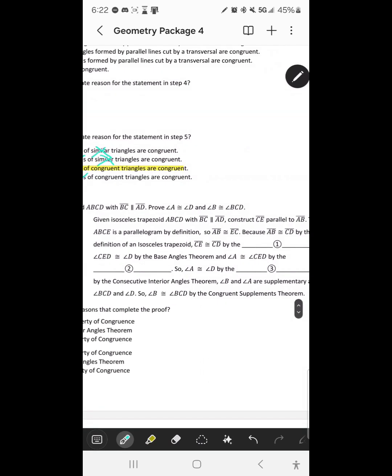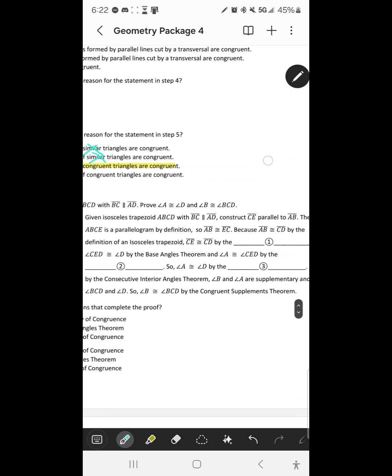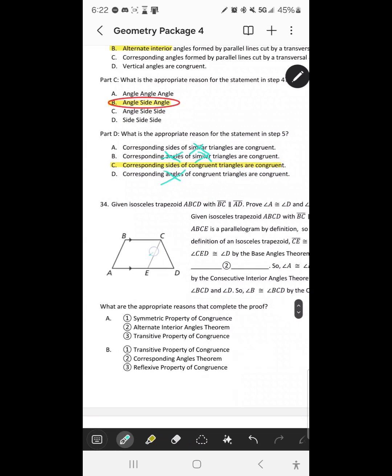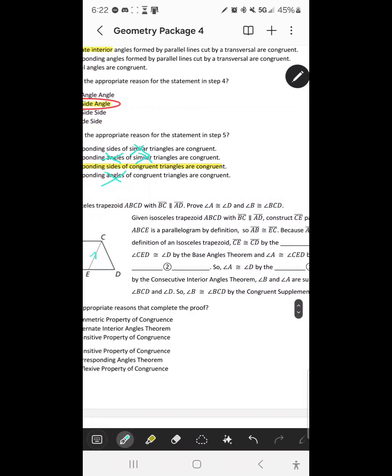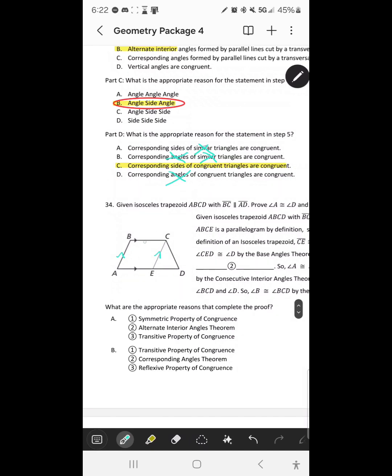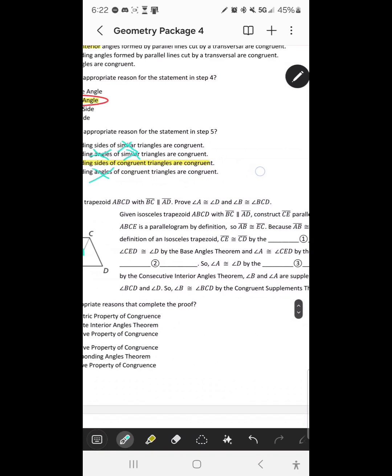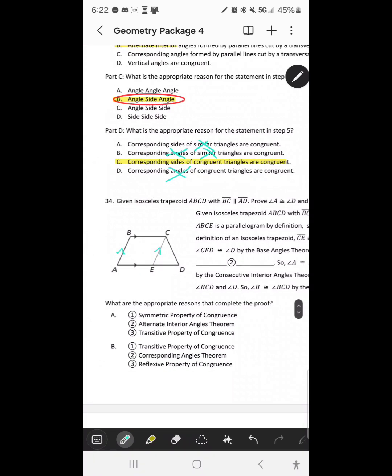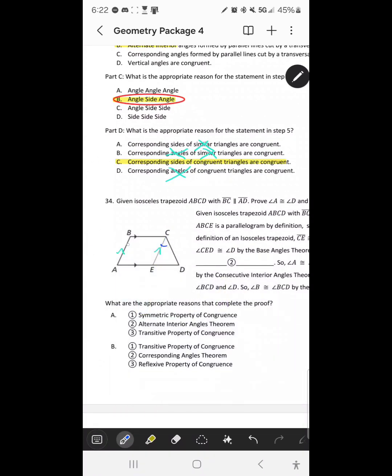Given isosceles trapezoid ABCD with AB parallel to AD, construct CE parallel to AB. So we know that CE is parallel to AB. Now, then ABCE is a parallelogram by definition. The opposite sides are parallel to each other. So AB is congruent to CE, yes, because it's a parallelogram.